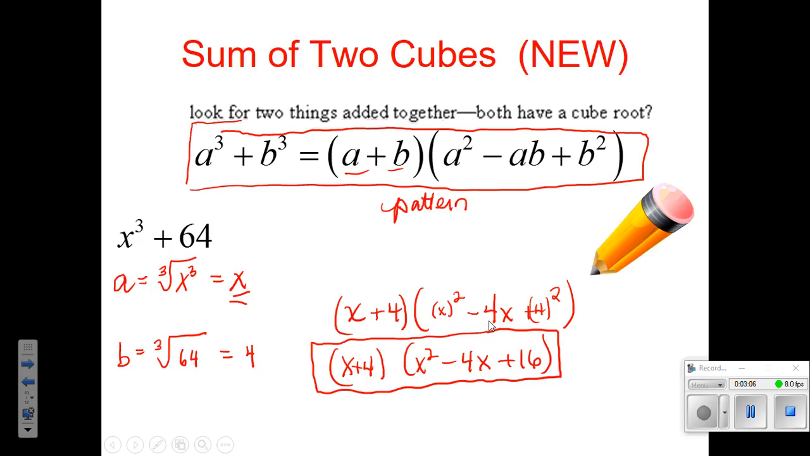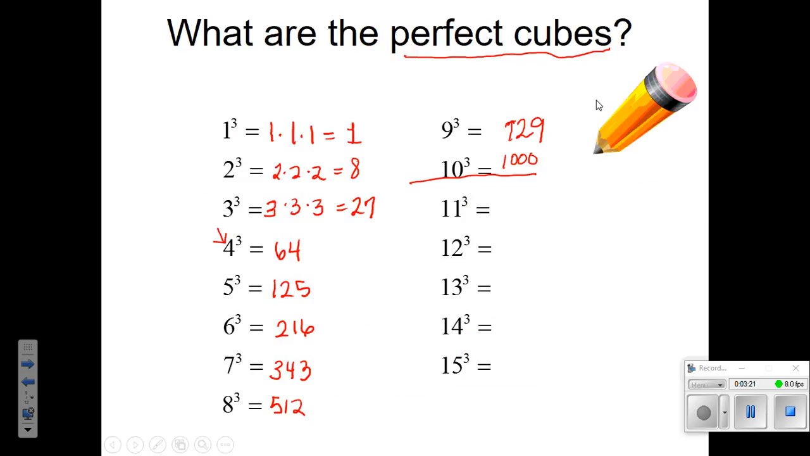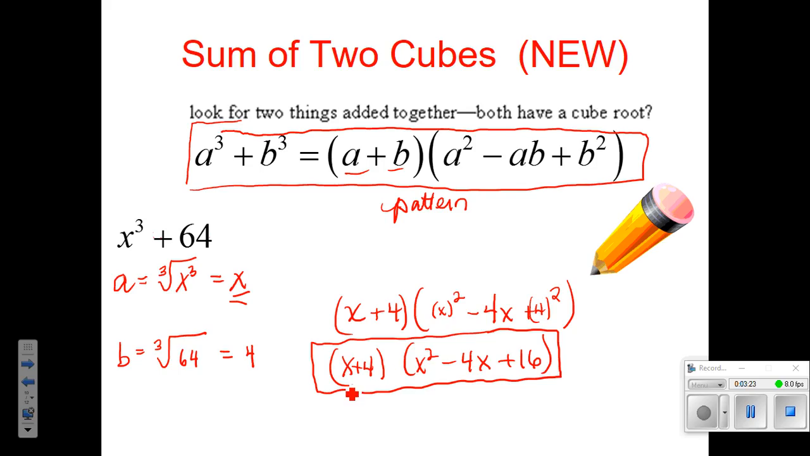So we have to understand that sum means add. This is the pattern we're going to use. If we have an addition of two perfect cubes, we have to be able to take the cube root of them. So we have to understand the cubes that we did on the first page, and then find A and B and plug in our answer.